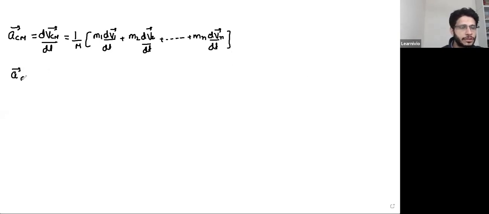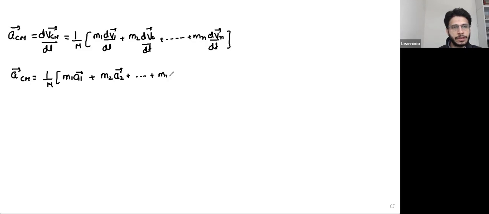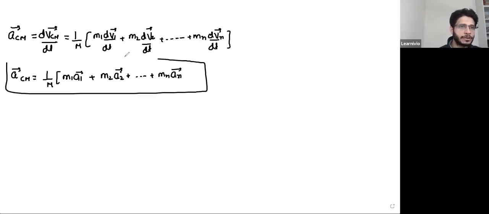So the acceleration of center of mass is 1 by M. This dv over dt is the acceleration. So that's m1 a1, then this is m2 a2, then this is mn an. This is how we calculate the acceleration of center of mass. Let's call this equation number 3.